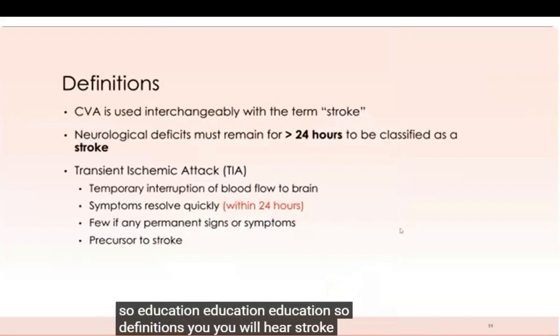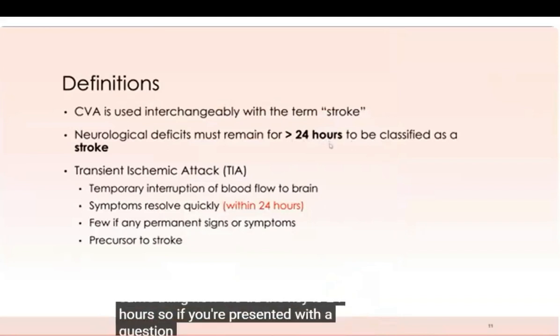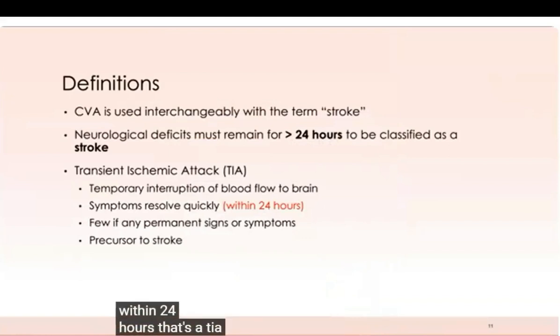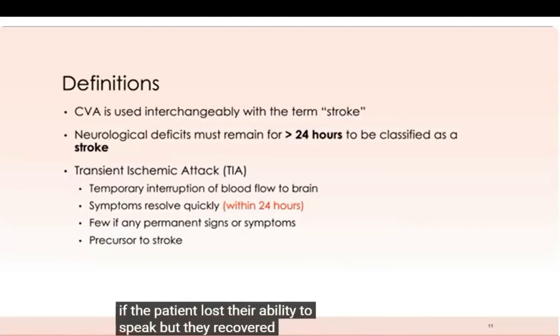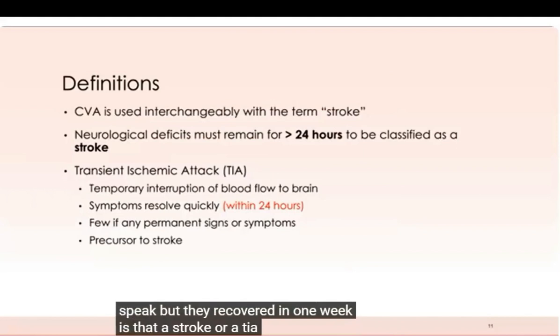Definitions, you will hear stroke and CVA used interchangeably. These are the same thing. Now, the TIA, the key is 24 hours. If you're presented with a question that says that the patient lost their ability to speak, but recovered within 24 hours, that's a TIA. If the patient lost their ability to speak, but they recovered in 1 week, is that a stroke or a TIA?